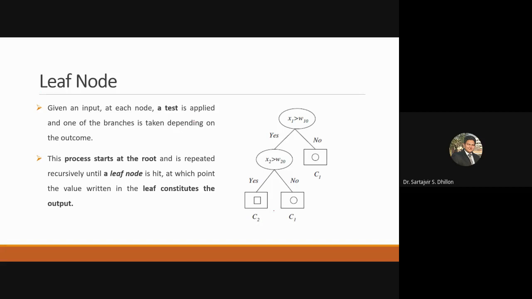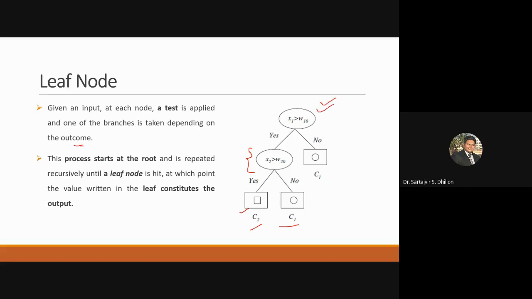Yes, leaf node, definitely. It is talking about these rectangular boxes. Yes, given an input, at each node a test is applied. This one is a test which is applied at each node, and one of the branches is taken depending on the outcome. So what will be the outcome? These are your outcomes. It is class one, and this is class two. These rectangles basically represent the outcomes, and this process starts at a root.